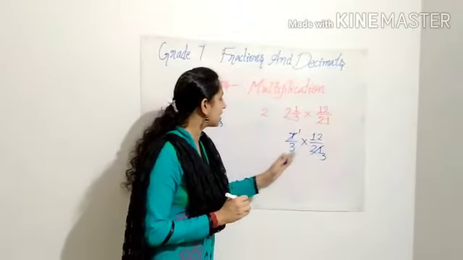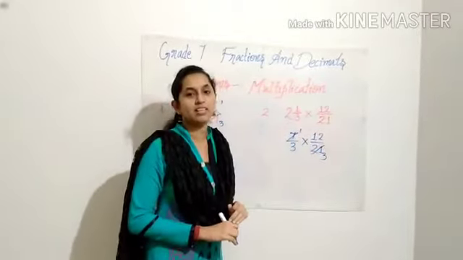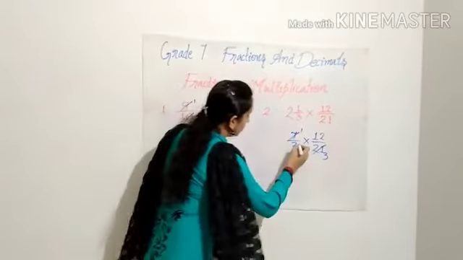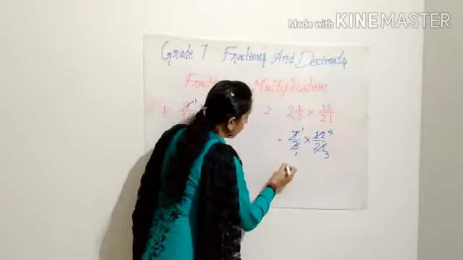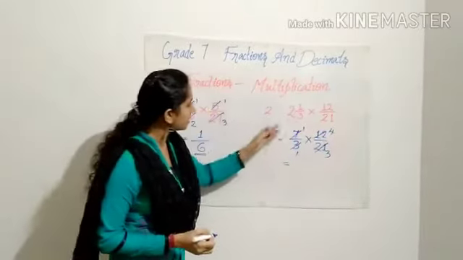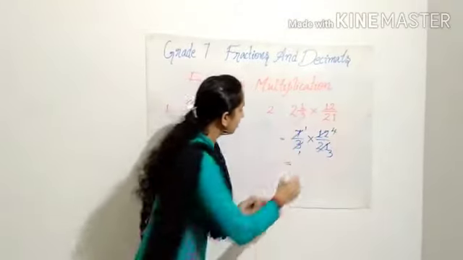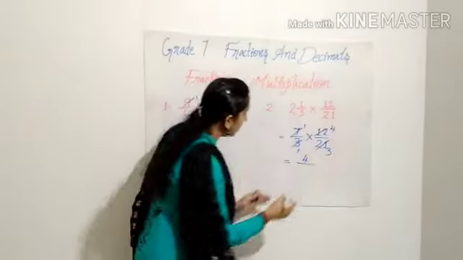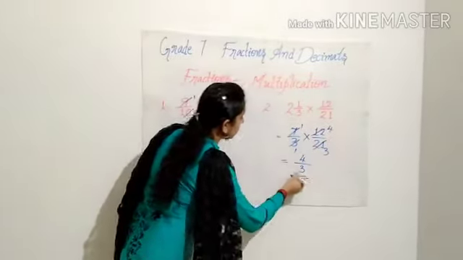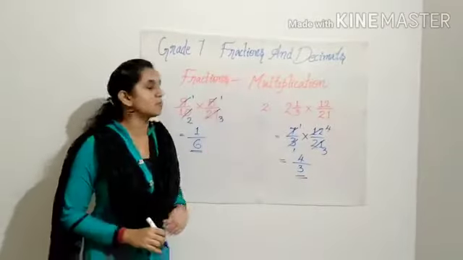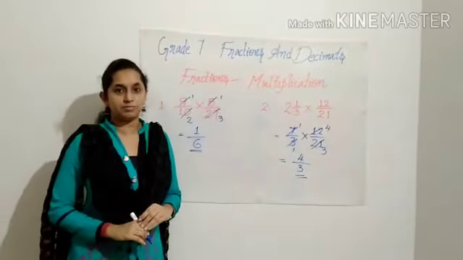Again you can see 3 and 12. We can cancel using 3. 3 ones are 3, 3 fours are 12. So what remains in the numerator? 1 into 4, that is 4, by 1 into 3, that is 3. So the answer is 4 by 3. This is how to multiply fractions.